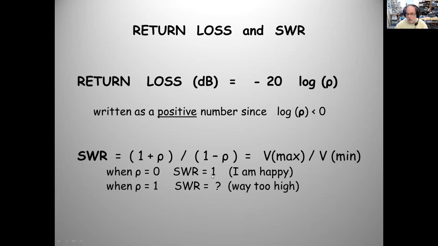Someone said, don't you want it to be 0 or a half? No. That's impossible. If rho is 1, I've got 1 plus 1, that's 2, over 1 minus 1. Wait a minute, that's 0. Whoops. Hey, I can't have 0 in the denominator. The algebra doesn't like that. So when rho is 1, I'm in trouble. The SWR is essentially something divided by 0. That's no good. So I essentially want my return loss, now watch out, to be a big positive number.